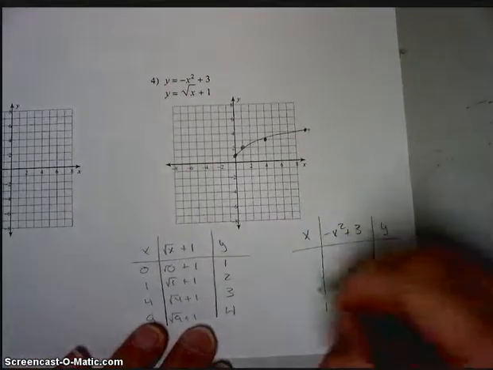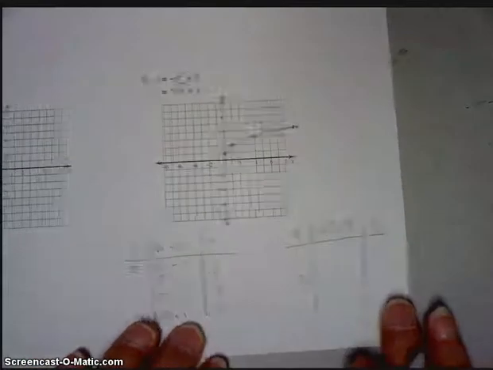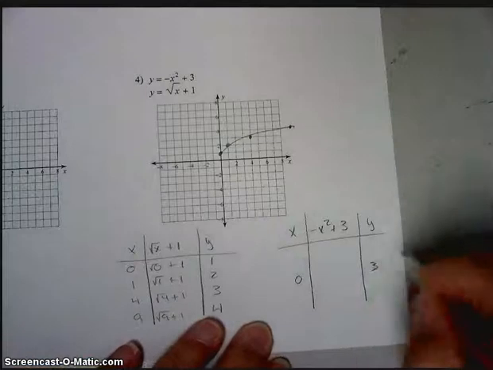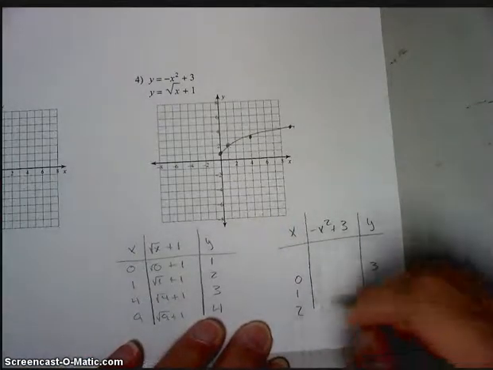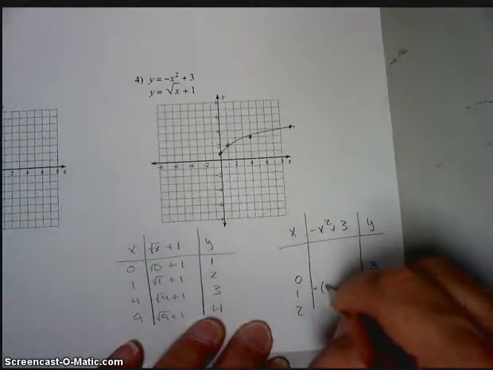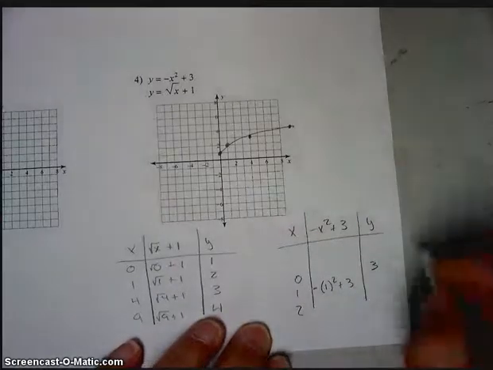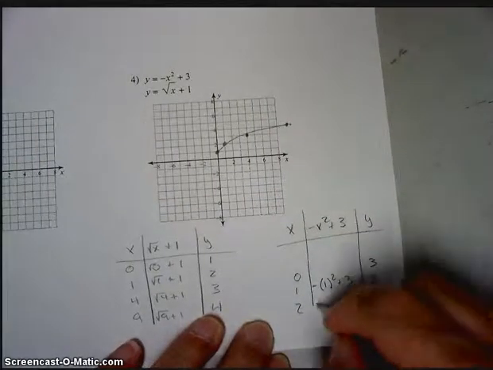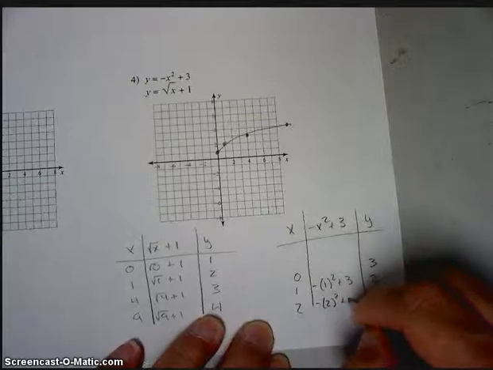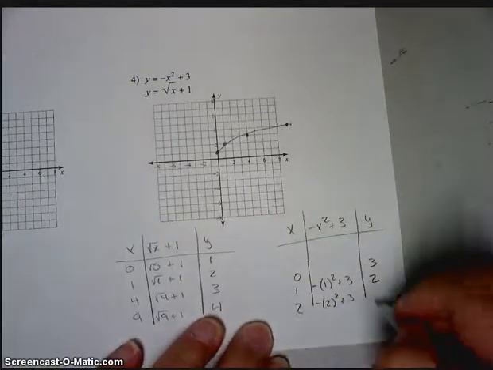So I know that if I put 0 in for x, it always gives me my y-intercept, so I'm going to get positive 3. So I want to know what's happening at 1 and 2. So I'm going to put the negative on the outside. Negative 1 squared plus 3. This would be negative 1 plus 3 gives me 2. This would be negative 4 plus 3 is going to give me negative 1.